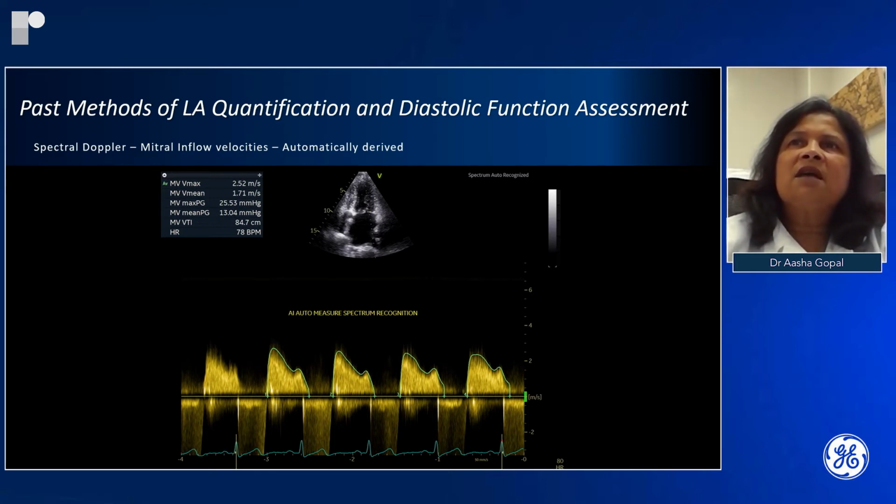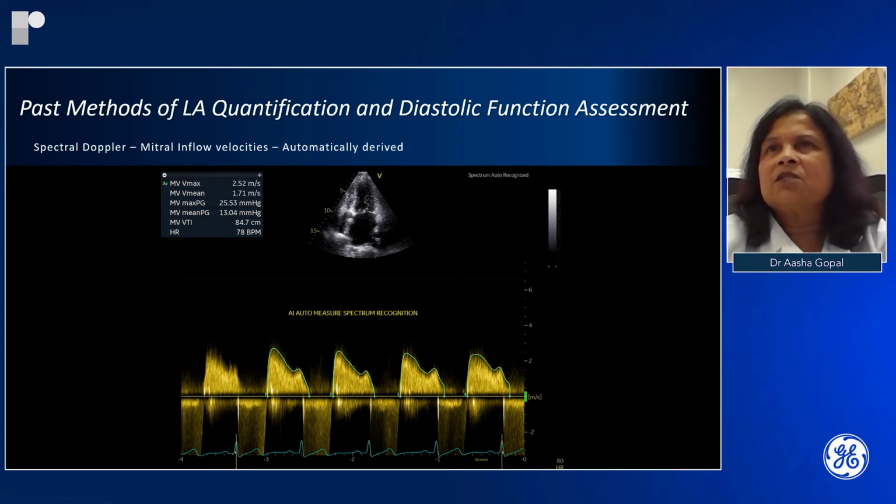Similarly, you can see that velocity time integrals can be automatically traced to show us the peak and mean gradients. Now, if these are elevated, they may reflect intrinsic mitral disease and therefore do not accurately reflect left ventricular diastolic properties.